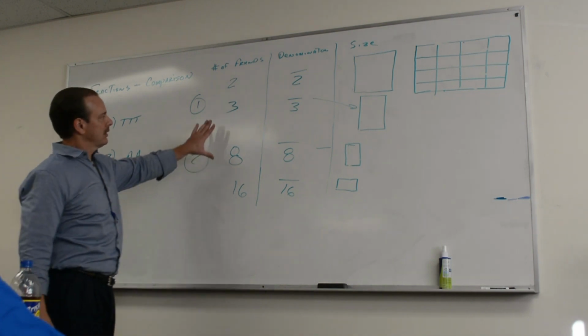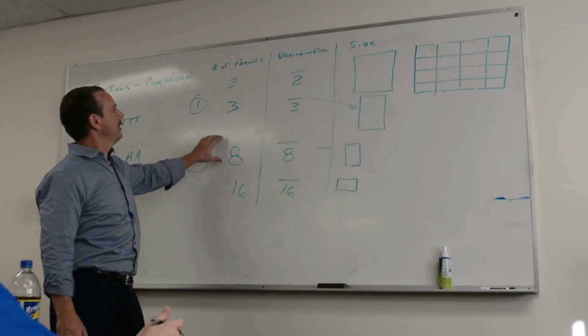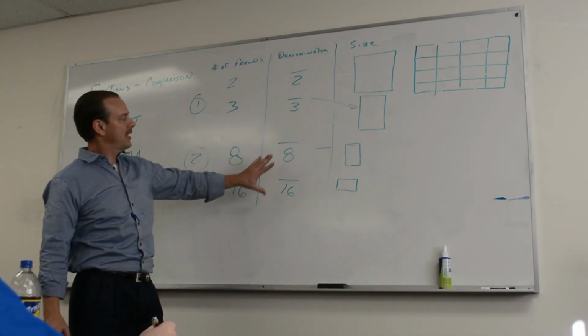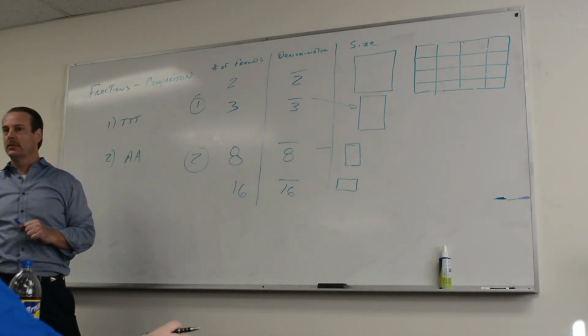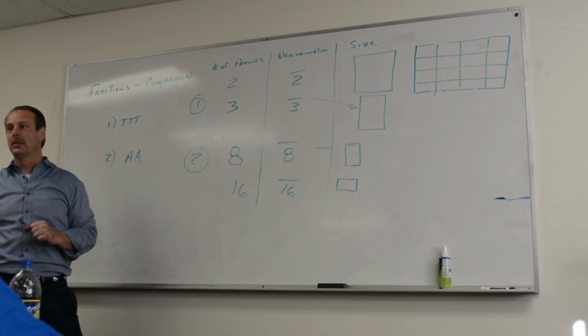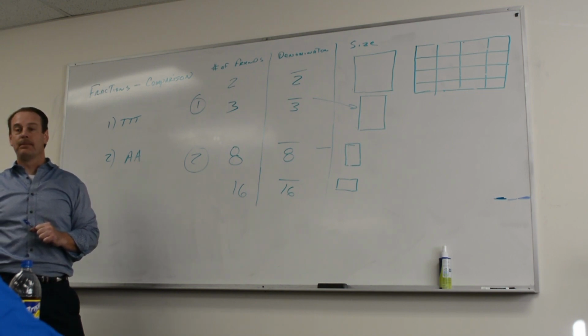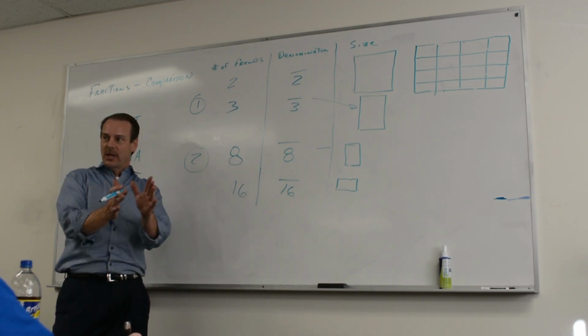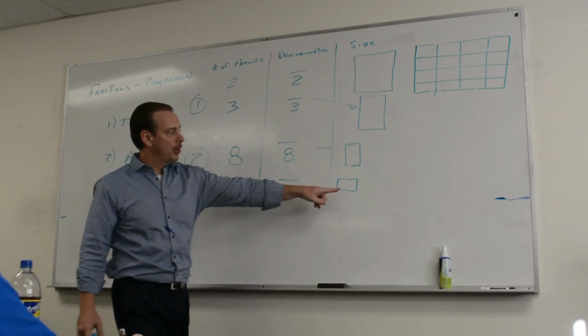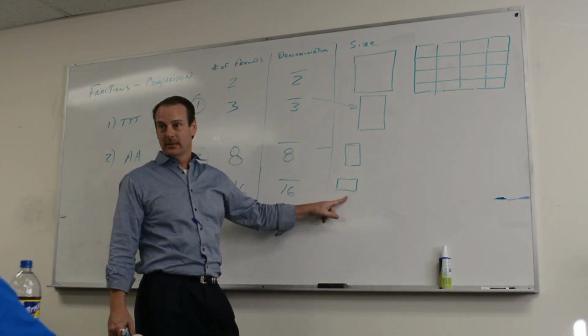Now when we look at this, what do we know about the correlation between the number of people eating the cake and the denominator? The bigger the denominator, the smaller the piece. The more people that eat the cake, the smaller the pieces we're cutting it into, right? The smaller portion size they get.